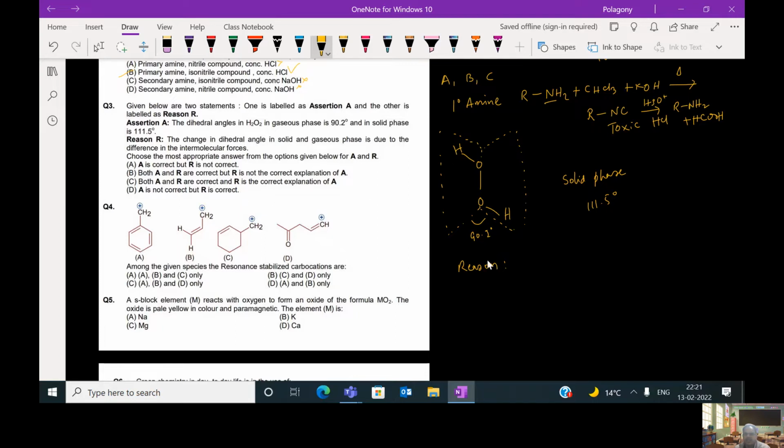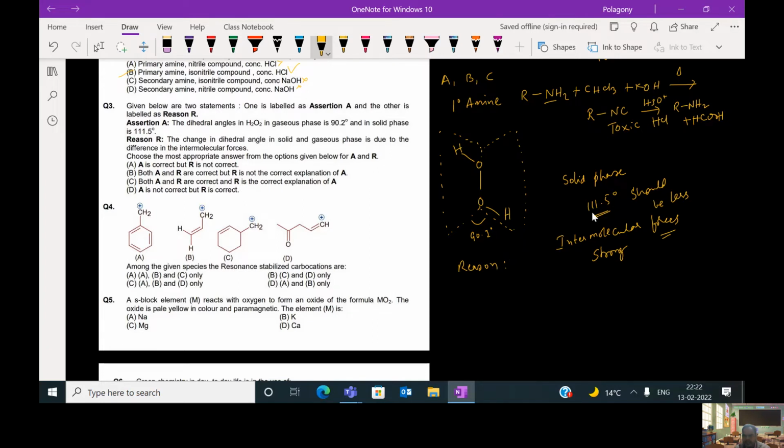Generally the dihedral angle in gas and solid depends upon intermolecular forces. In solids, intermolecular forces are strong. If the intermolecular forces are strong, then definitely the dihedral angle should be less. In gas, it should be more.